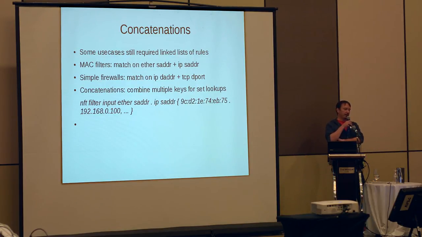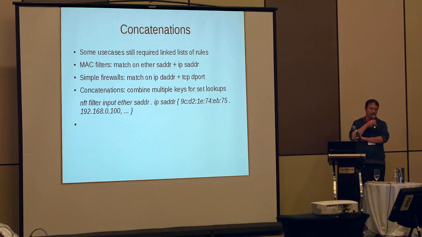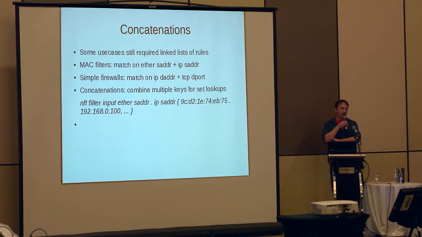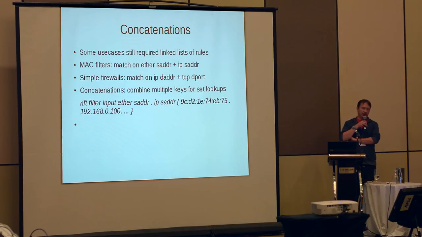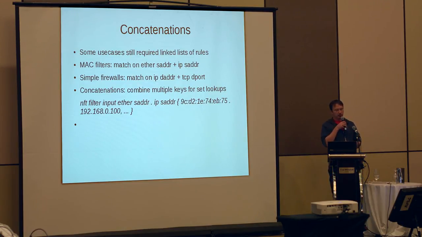The use case is, for instance, MAC filter lists, which you have on simple wireless routers, which match on the Ethernet source address in combination with the IP source address. So you have two different criteria, and you have to use two keys for the set. Or simple firewalls just match on the IP destination and the TCP destination port or UDP destination port. So using concatenations, as you can see in that example, you specify the keys and separate them using a dot. And then the elements are specified in the same way. It basically matches on multi-dimensional data in whatever performance the set provides.